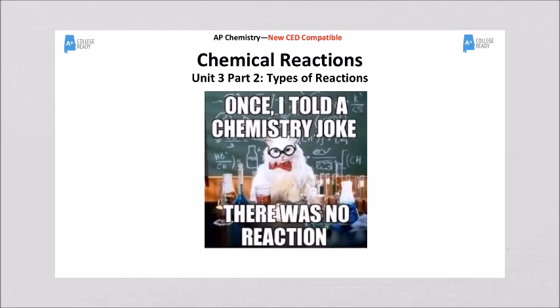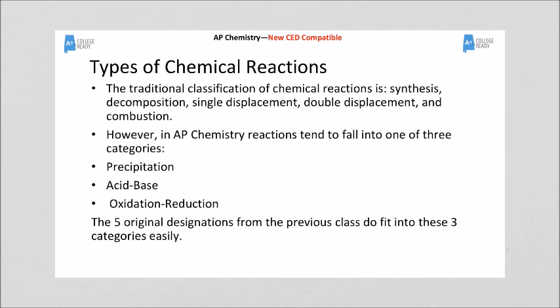Okay, this is part 2 of the Unit 3 information. We're going to start looking at types of reactions, and I've loved this meme. So in your first year chemistry class, typically you're going to learn synthesis, decomposition, single displacement, sometimes called single replacement, double displacement or replacement, and combustion.